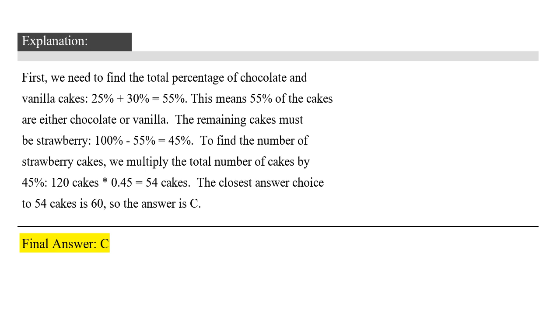To find the number of strawberry cakes, we multiply the total number of cakes by 45%. 120 cakes times 0.45 is equal to 54 cakes. The closest answer choice to 54 cakes is 60, so the answer is C.